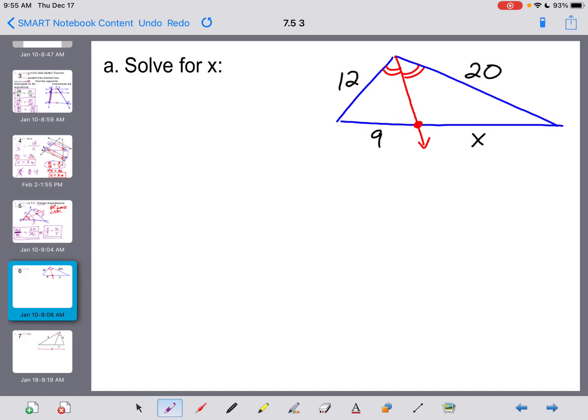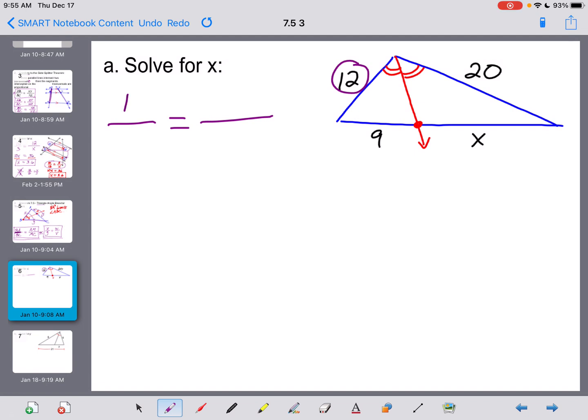The bottom side of the blue triangle did get cut, not necessarily in half, but it got dissected as opposed to bisected, and the two pieces now are 9 and X. So we can use the angle bisector theorem to make a proportional relationship out of the pieces that still exist. Now, this is another nice one, guys, because you can set up the proportion exactly the way the numbers appear in the diagram.